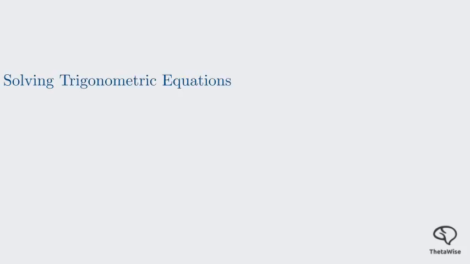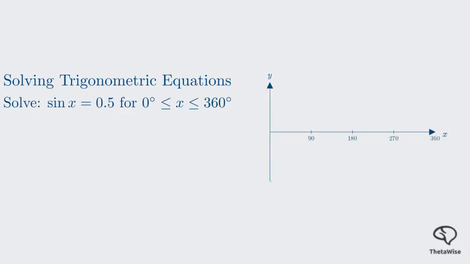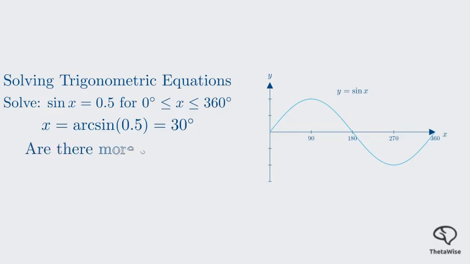Now that we have the graphs, let's see why they are so useful for solving equations. Suppose you need to solve the equation sine x equals 0.5 for angles between 0 and 360 degrees. If you use your calculator and type in inverse sine of 0.5, it will give you 30 degrees. But is that the only answer? Look at the graph. The horizontal line at y equals 0.5 crosses the sine wave at two distinct points.